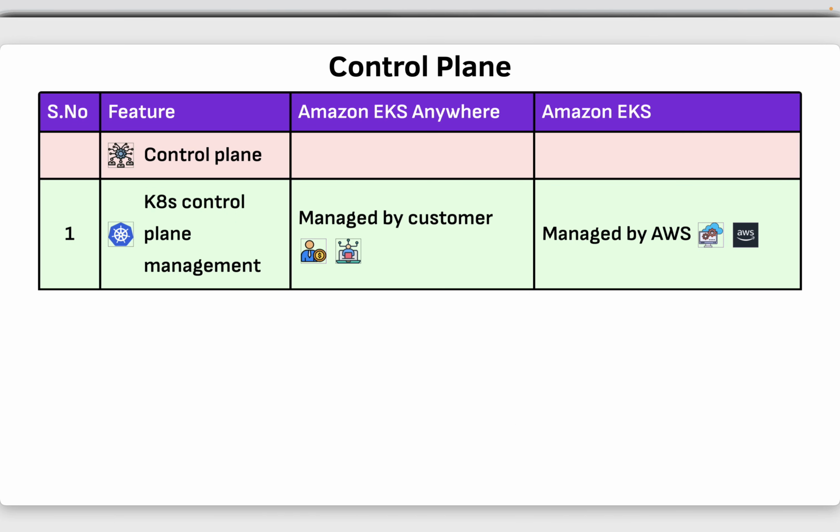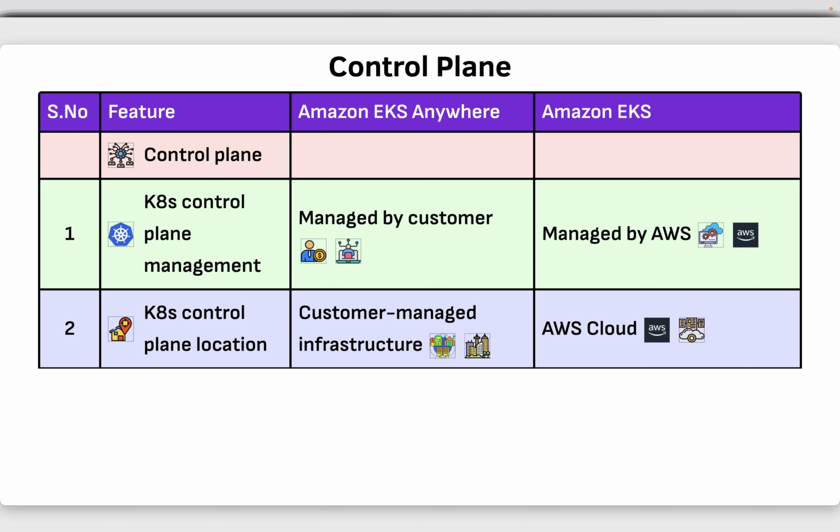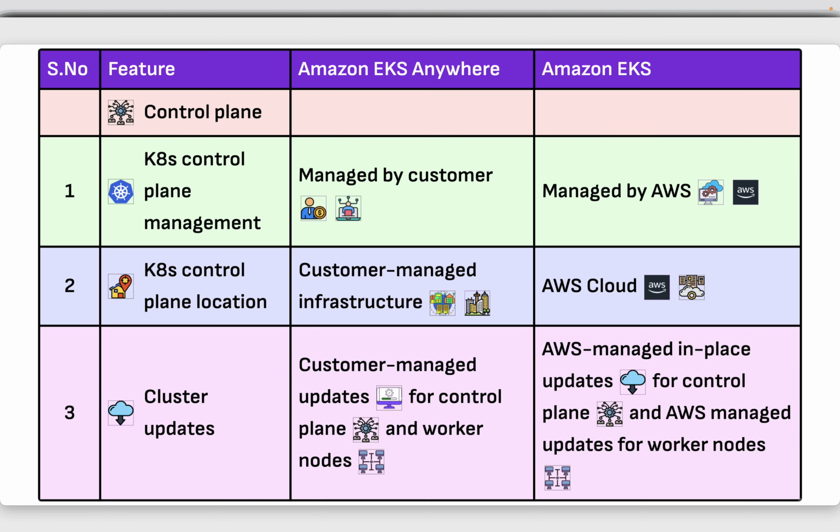So far, we have Kubernetes control plane management, and this is a comparison between EKS Anywhere and Amazon EKS service. In case of EKS Anywhere, it's managed by the customer. EKS is managed by AWS. Kubernetes control plane location: EKS Anywhere, customer managed infrastructure, and second is AWS cloud. And any cluster updates, so it is customer managed updates for control plane and worker nodes, so both. In Amazon EKS, AWS managed in-place updates, so it's managed by AWS for control plane, and AWS managed updates for the worker nodes, so both are managed by AWS.